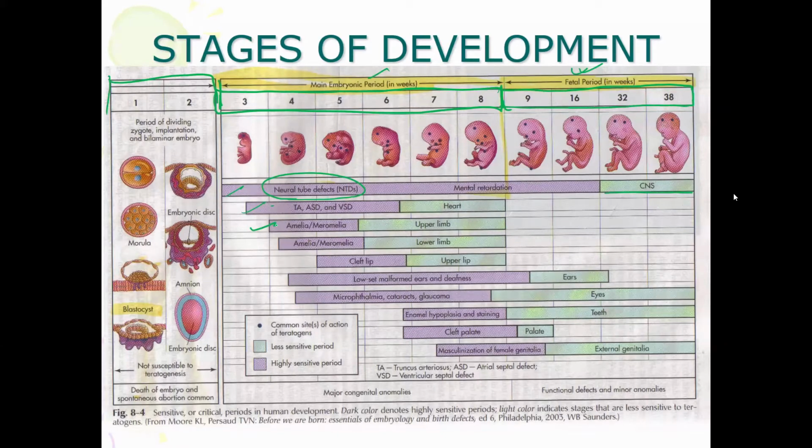Mainly the teratogen which causes this is thalidomide. So these two, amelia and meromelia, are caused by thalidomide.